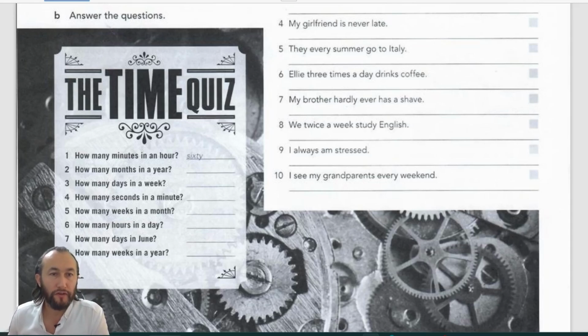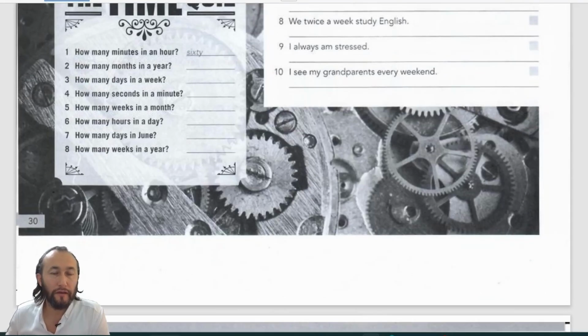So the first question here comes as how many minutes in an hour? Well, 60. So we're gonna write here 60. So 60 minutes in an hour. How many months in a year? Well, 12 months in a year. So we're gonna write twelve. How many days in a week? We got 7 days in a week, right? 7 days in a week.